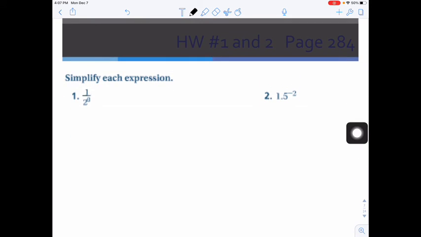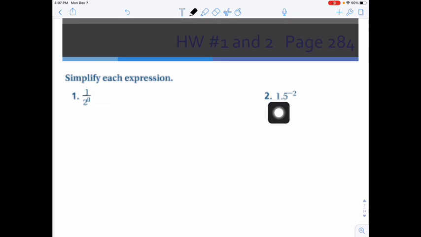And now I would like you to try number 1 and number 2 on page 284 as your first Try Its. So simplify each expression. We have 1 over 2 to the 0 power and 1.5 to the negative second power. Now this one's already in a fraction. That doesn't change anything. Just remember what happens if you have a number to the 0 power.